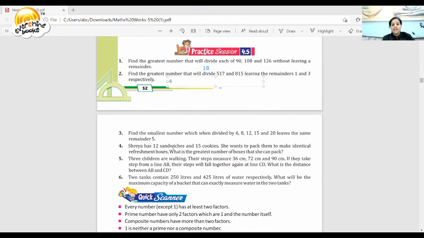Okay. Now find the smallest number. Smallest number means LCM. Whenever it is asked smallest, you have to take out the LCM. When it is asked about greatest, greatest means HCF. So 6, 8, 12, 15 and 20 leave the same remainder 5. We have to make the LCM list and prime factorization of that, then we are able to do the LCM.